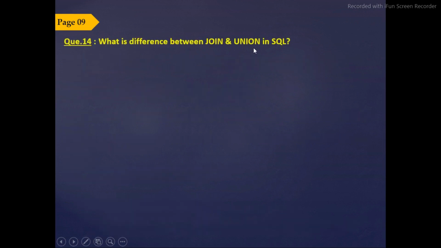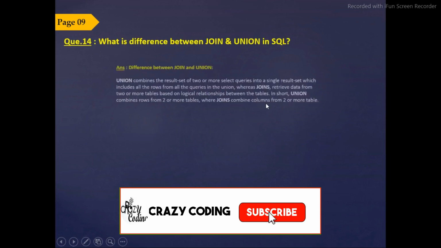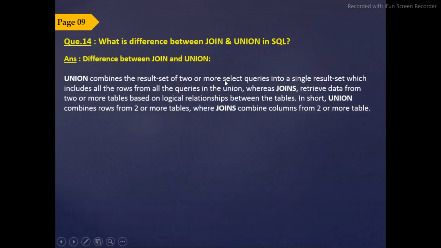What is the difference between join and union in SQL Server? Union combines the result set of two or more select queries into a single result set, which includes all the rows from all the queries in the union. Whereas joins retrieve data from two or more tables based on the logical relationship between the tables. In short, union combines rows from two or more tables, whereas join combines columns from two or more tables.